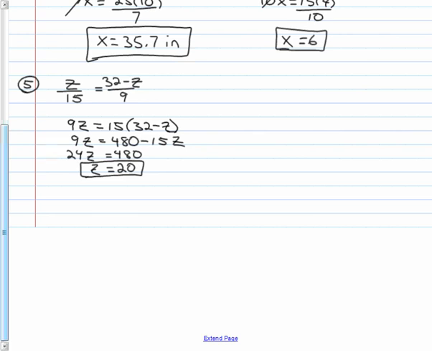Boy, that wasn't very hard for theorems today, was it? Page 504. Numbers 1 through 24.